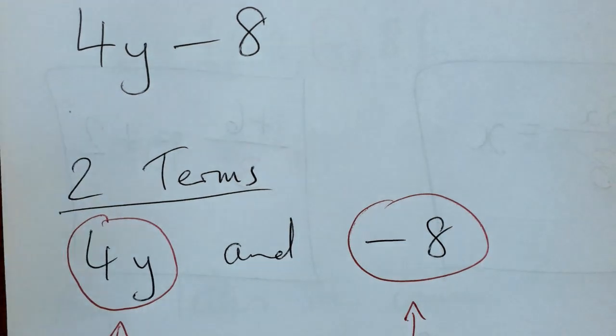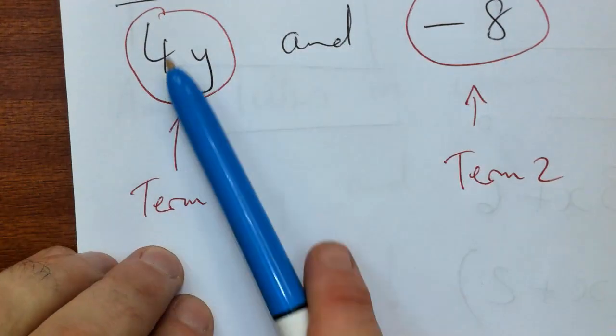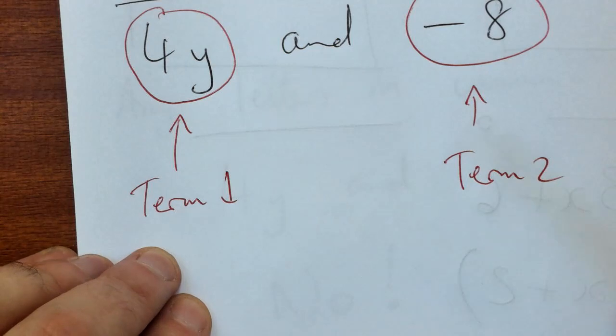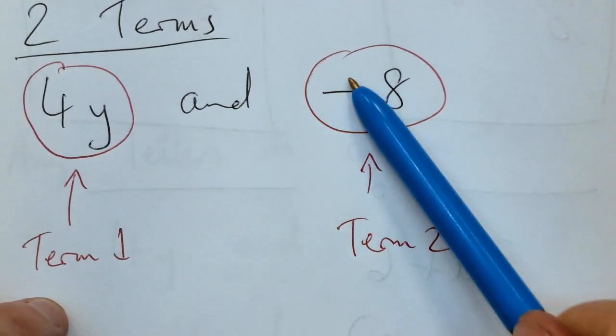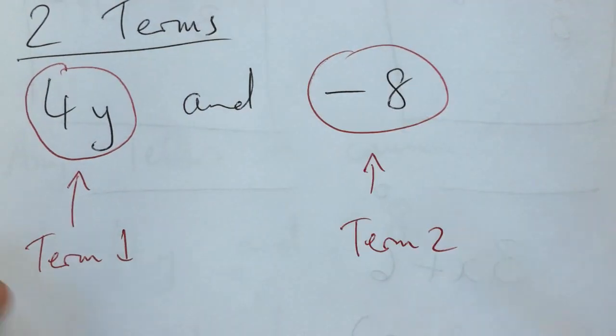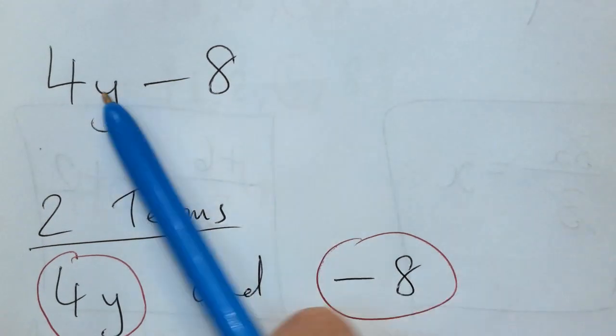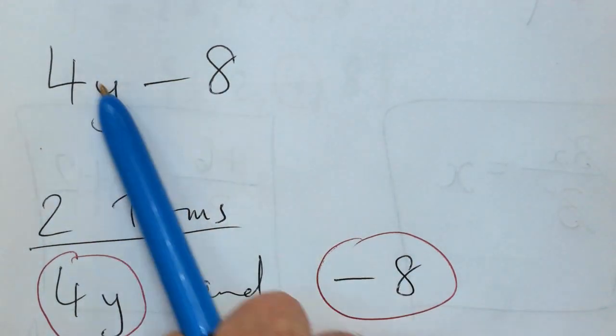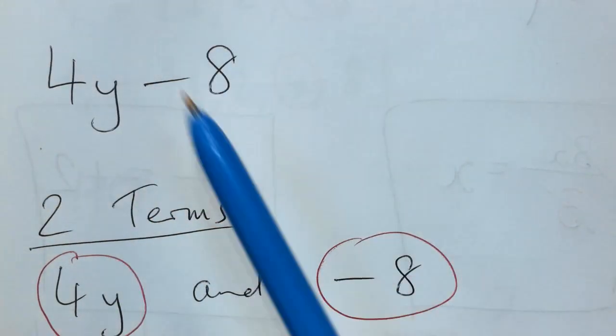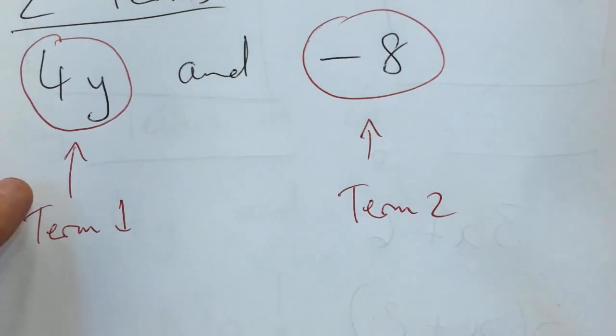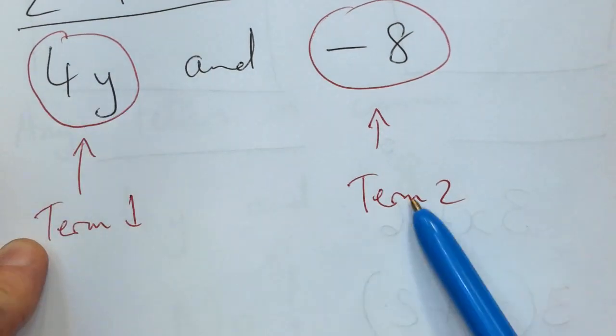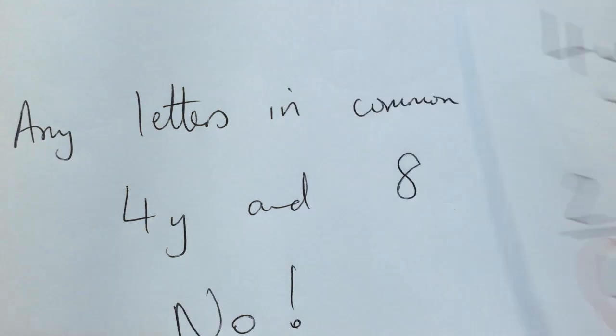Now, I want to break this down a little bit more for you to understand. 4y minus 8 has two terms in that expression. The first term is 4y, and the second term is minus 8. Just be clear on that there. That little expression has two terms in it: 4y is term 1, and minus 8 is term 2. So what does that mean to us?